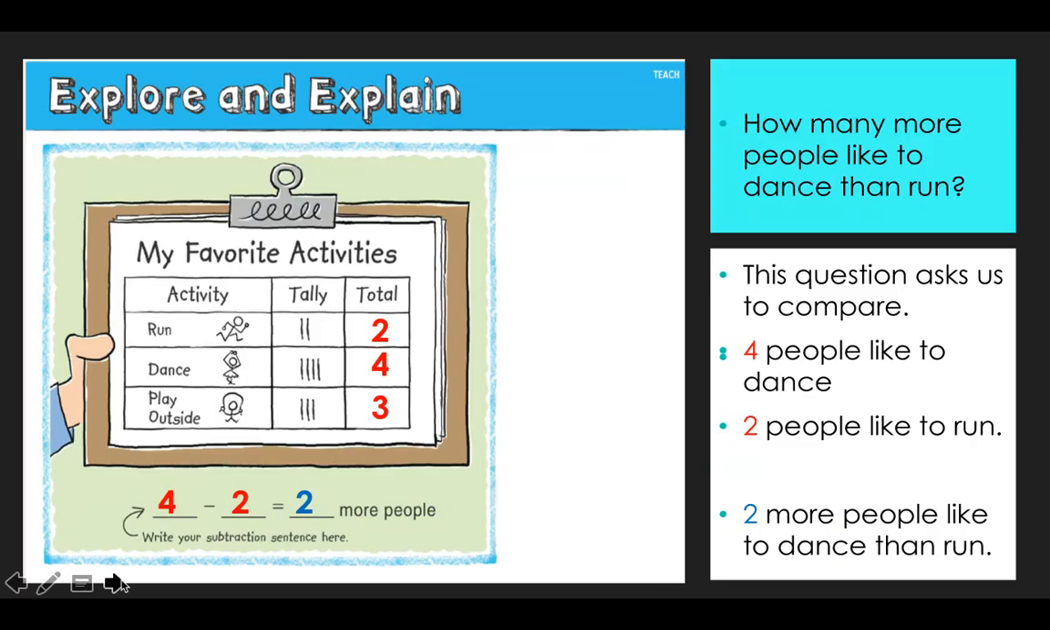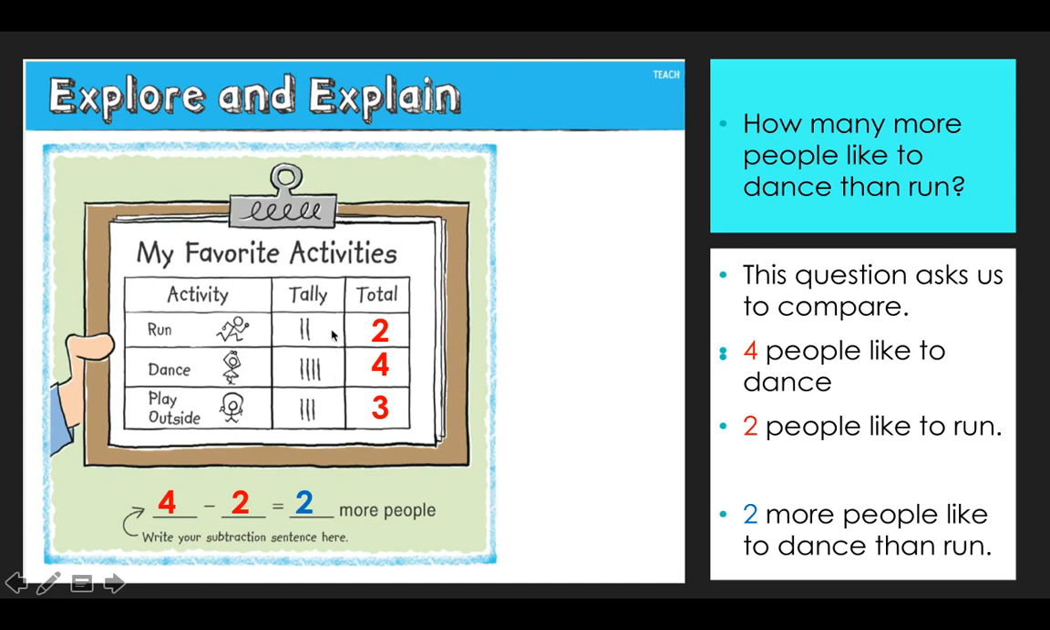Well, let's see. How many more people like to dance than run? This question asks us to compare. So I have to take a look and see how many people like to dance. To read a tally chart, I always have to read across. So next to the activity dance, I have 4 tallies, or a total of 4 people that like to dance. And next to the activity run, I have 2 tallies, or a total of 2 people that like to run.